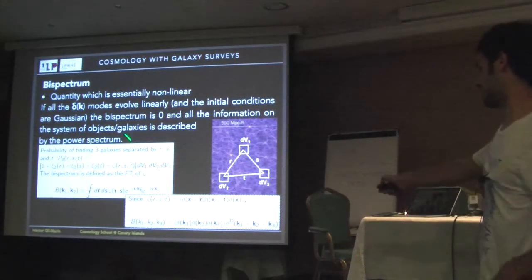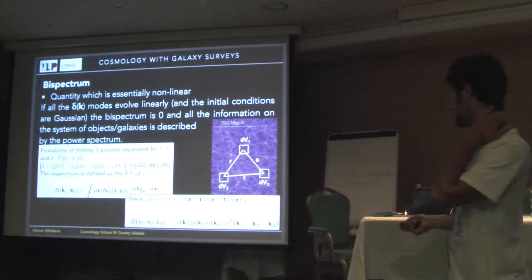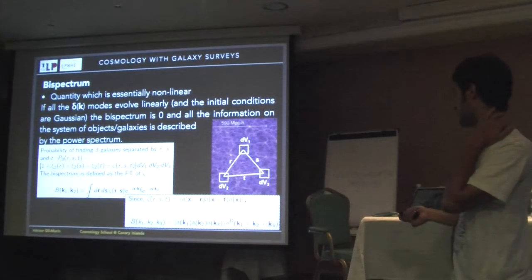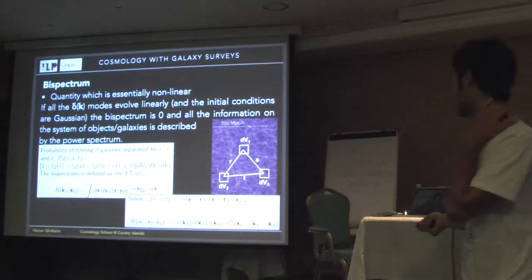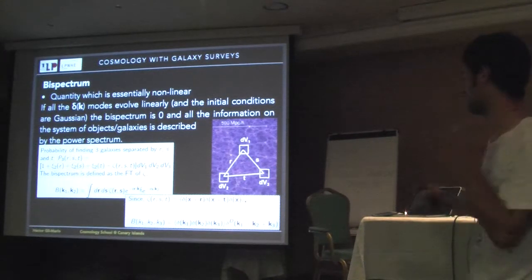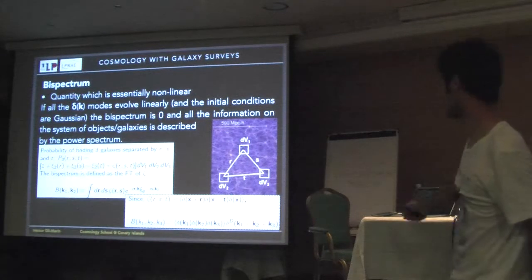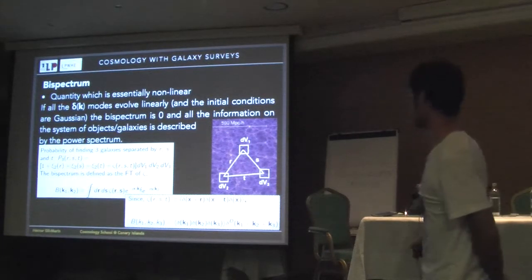This is the formal definition, but actually when you measure it from galaxies, you start from your delta field, and what you do is this. So you impose that these three sticks have to form a closed triangle, which is imposed by the Dirac delta here and the correlation function.